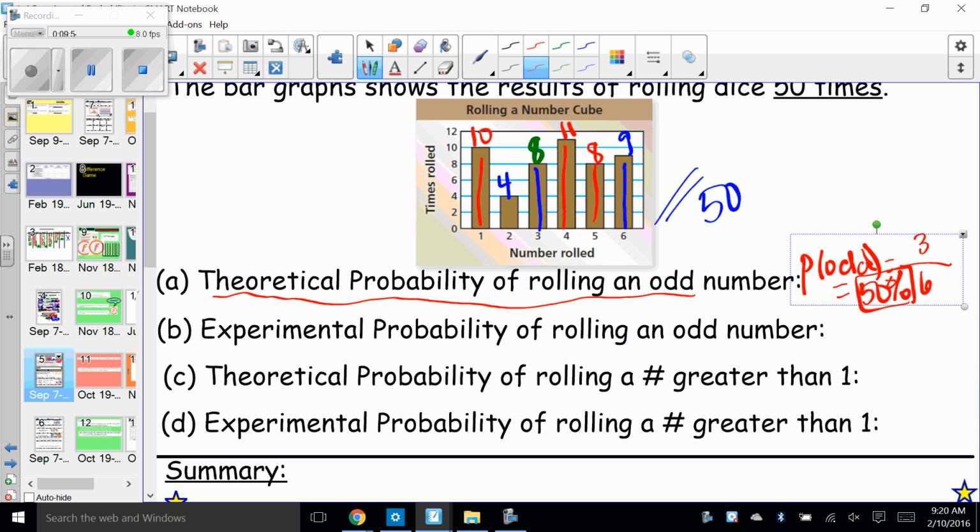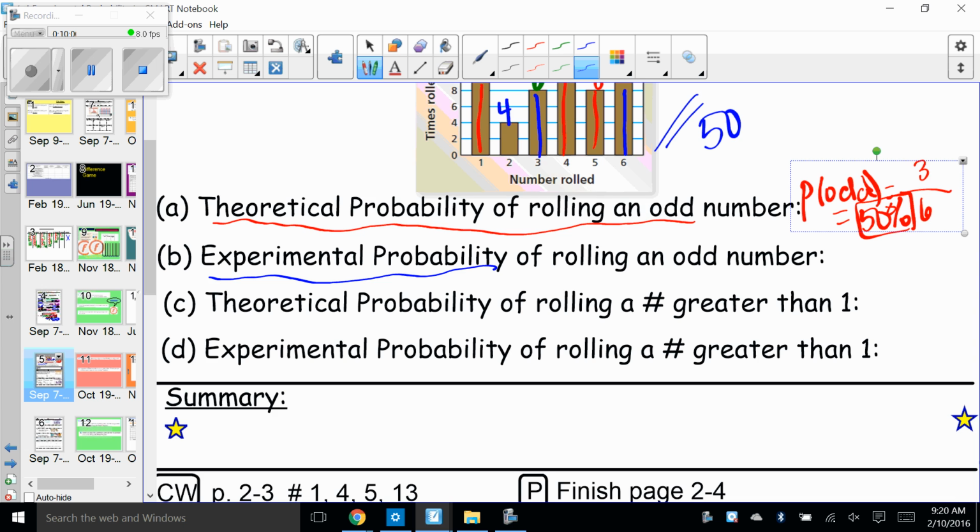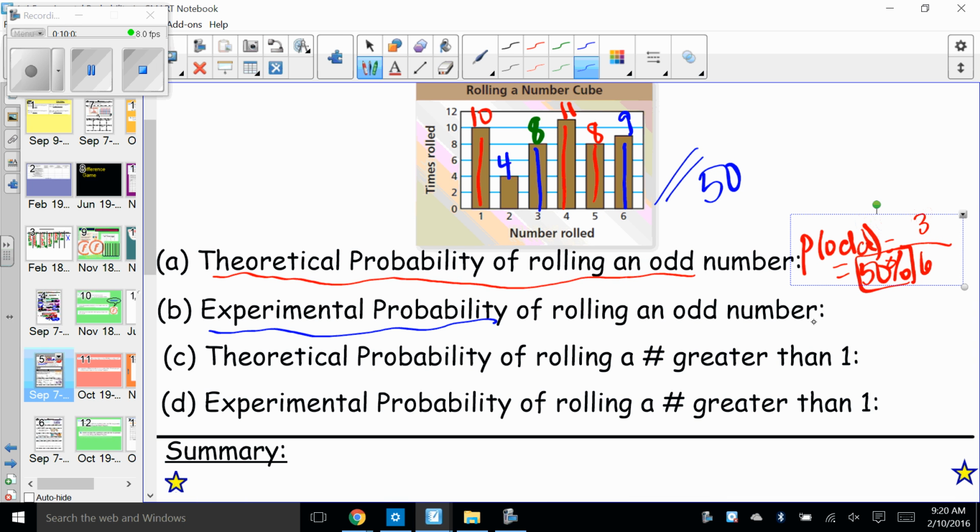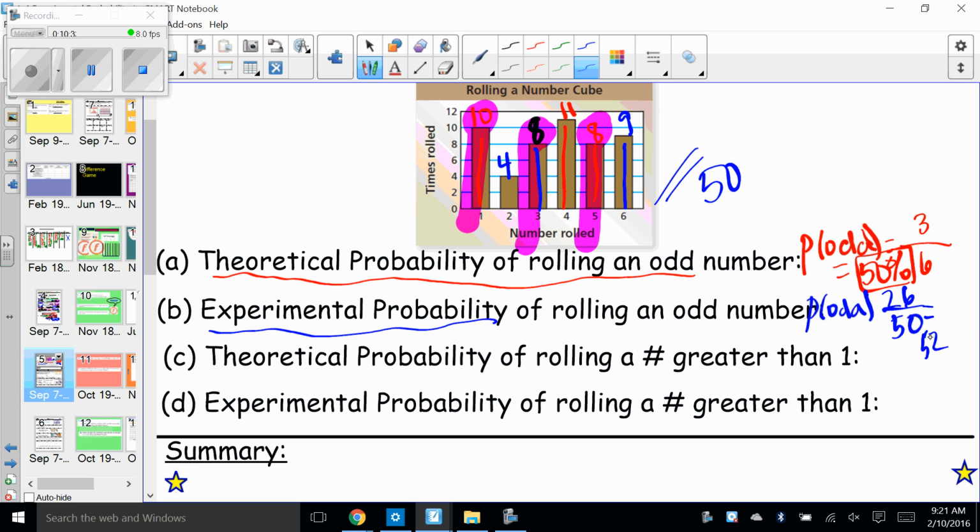So let's go ahead and see if that's what we got for our results. So in our experiment, now let's find the experimental probability. So again, we're talking probability of odd. We rolled 50 times. Now, how many times did we get odd? So we have 10, 8, and 8. So we got a 1, a 3, and a 5. We add those up. 10 plus 8 plus 8 means that we rolled an odd 26 times out of 50. Go ahead and type that in. 26 divided by 50 multiplied by 100 means that you rolled an odd 52% of the time.